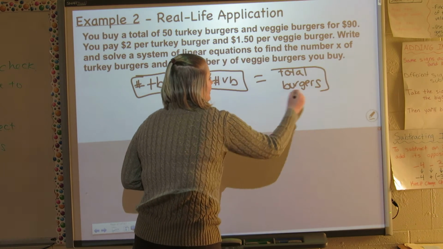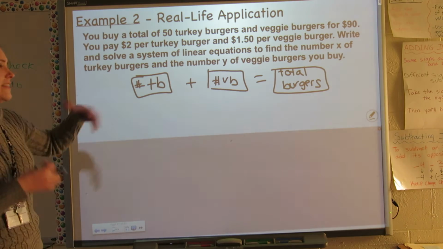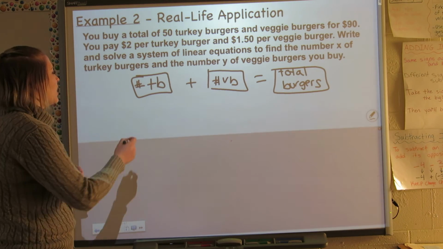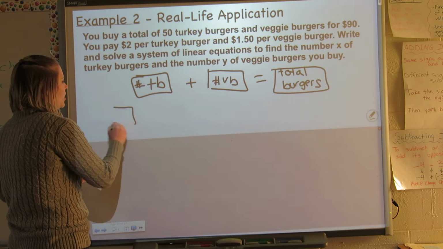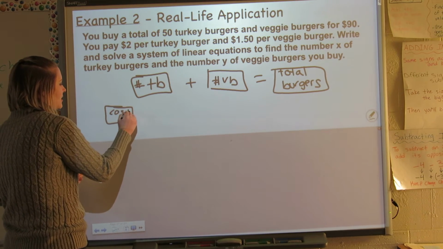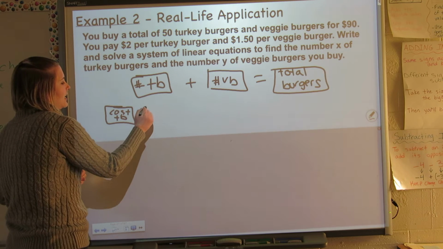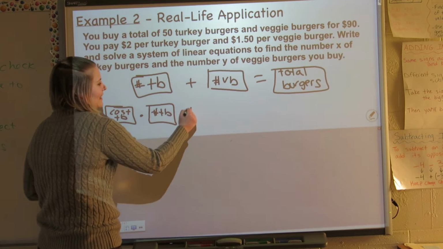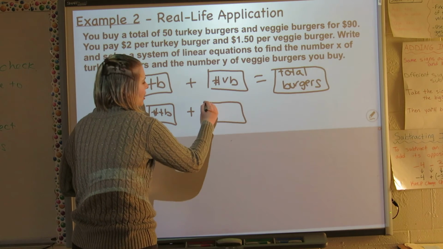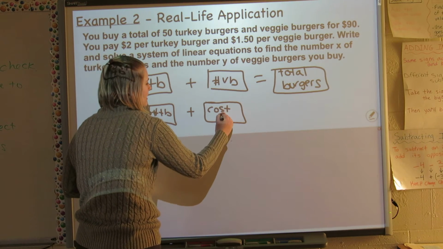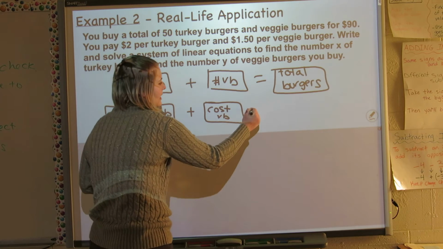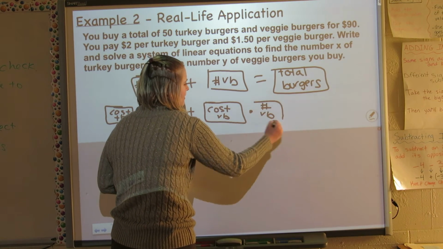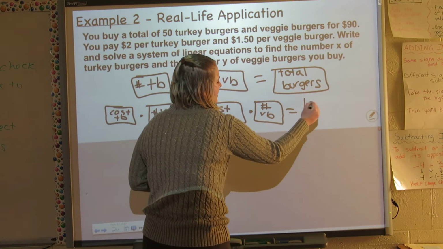So in the question, it tells me about the amount I have and the cost. Then to find the total cost, I can take the cost for a turkey burger times the number of turkey burgers. I can add that to the cost for a veggie burger times the number of veggie burgers. And that will give me my total cost.